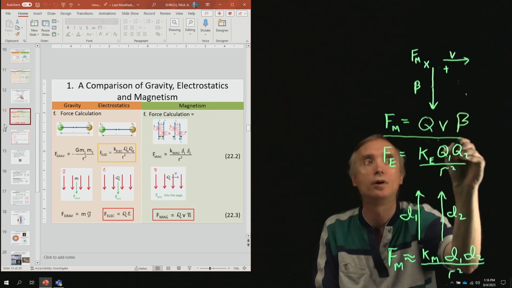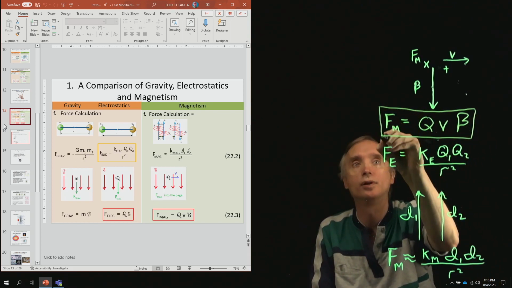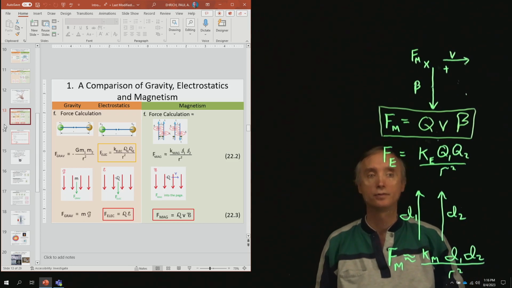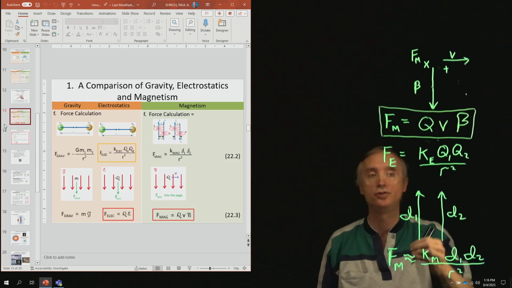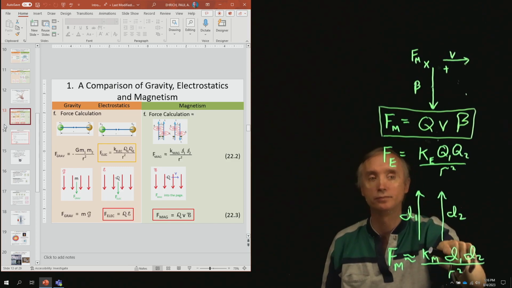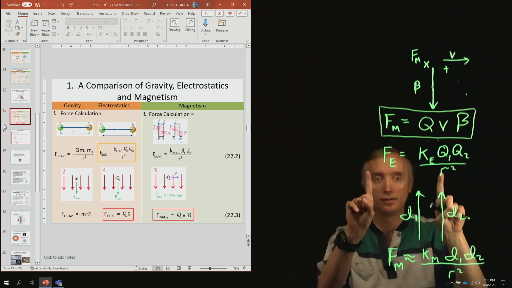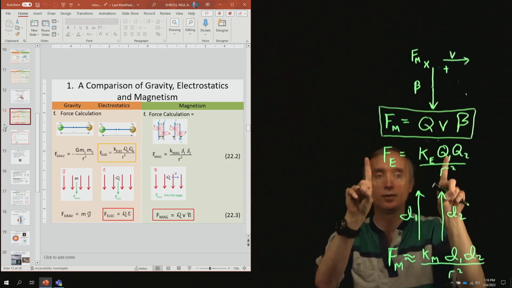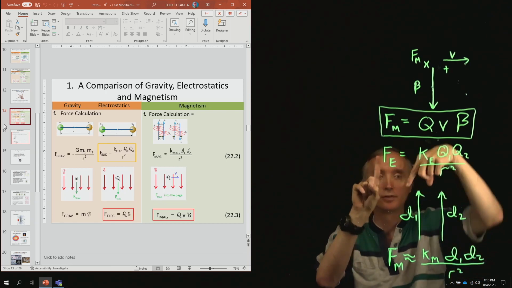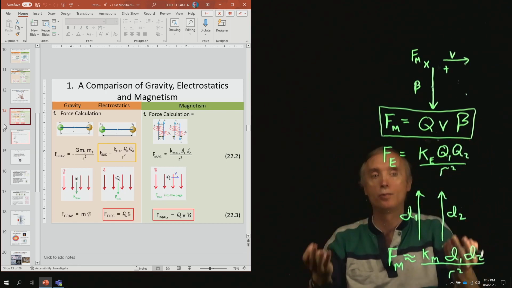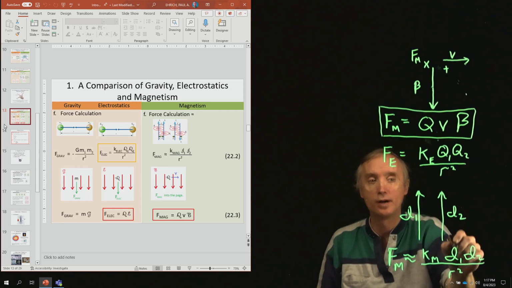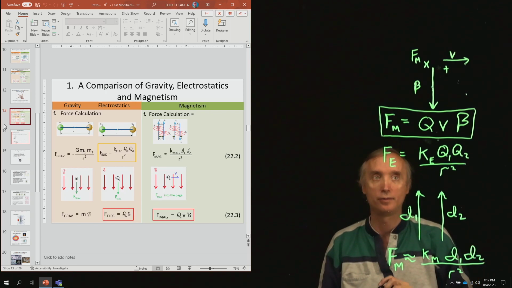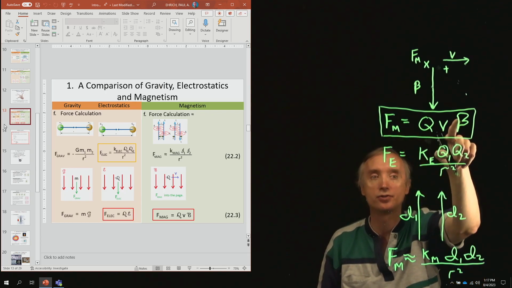So this is the one that I would like for you to know for the exam. So you don't need to know about this one. You should know that if you got wires that are pointing up, they will be attracted, and if they're like this, they're going to repel. So that's what I want you to know. But don't worry about the formula on the exam. So this is a formula you should know.